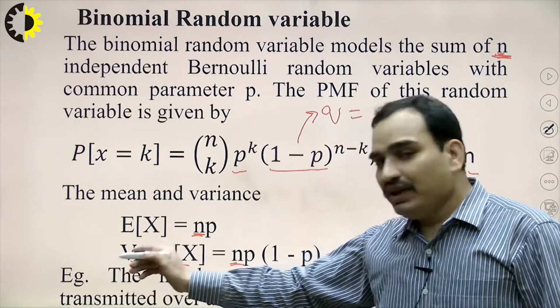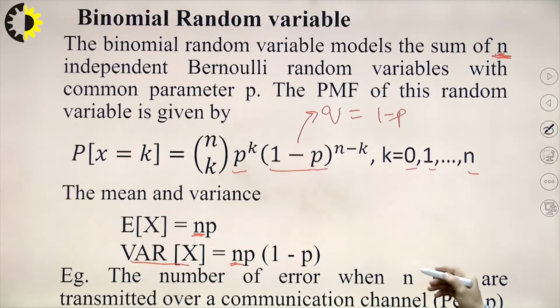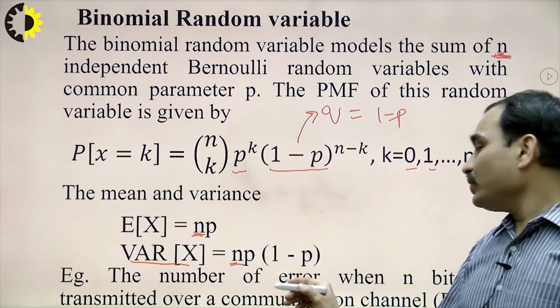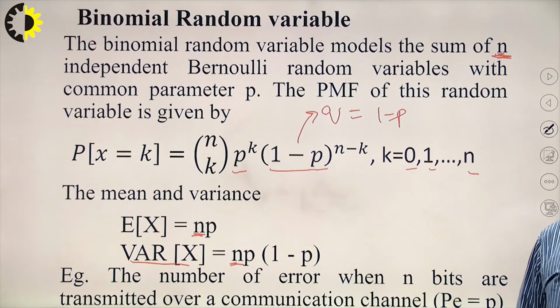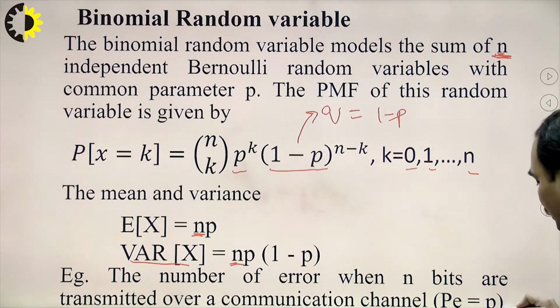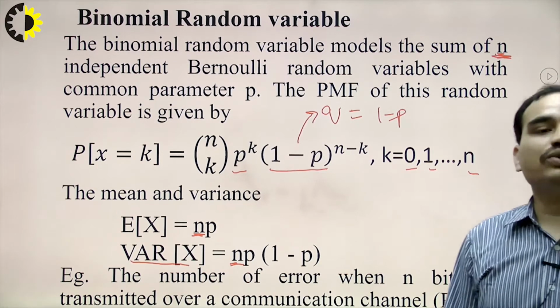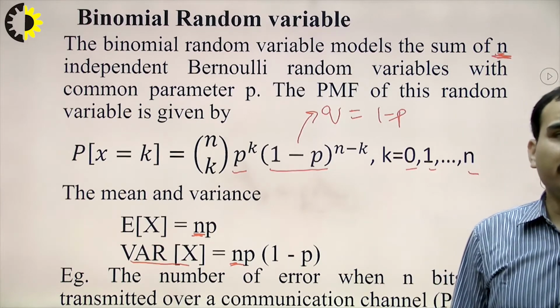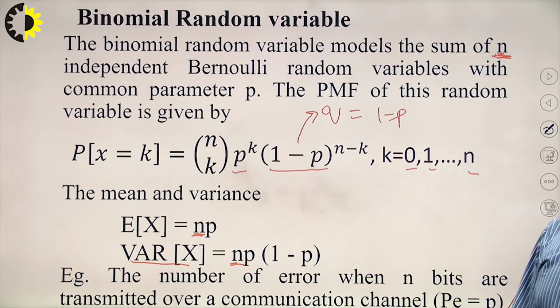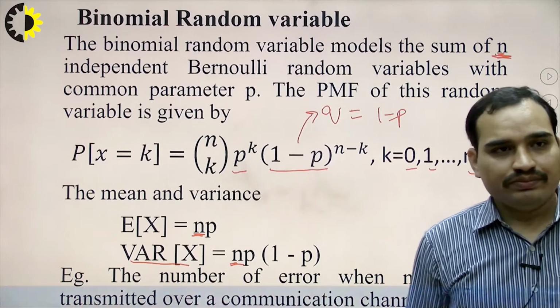As an example, you can take the number of errors when n bits are transmitted over a communication channel, where the probability of error we can calculate simply as p. So we can simply calculate that probability of error as p, and this is for the binomial random variable.